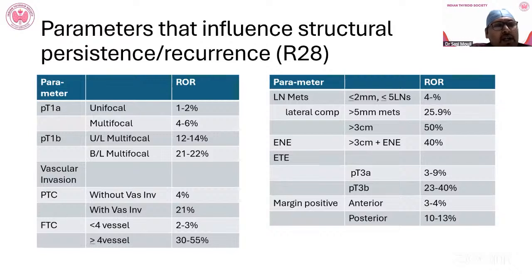The unifocal, multifocal, for T1A, the risks of recurrence are there. Once it becomes multifocal, it increases, and compared to unilateral versus bilateral, again, it is almost doubled. For the PTCs and FTCs without and with vascular invasion, the vascular invasion in PTC gives almost 21% recurrence risk. FTC with less than 4 vessels and more than 4 vessels, you can see the stark difference. And also the lymph nodes: as the lymph node size increases, as well as with extranodal extension, it goes as high as 40 to 50%. Similar with extrathyroidal extension, without lymph node involvement, T3A versus 3B, it's 3 to 9% versus 23 to 40%. And if anterior margins are positive, the risk of recurrence is less, whereas if the posterior margins are positive, then the risk of recurrence is high.